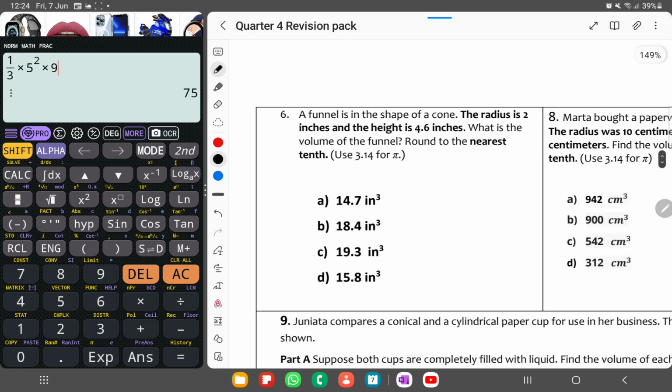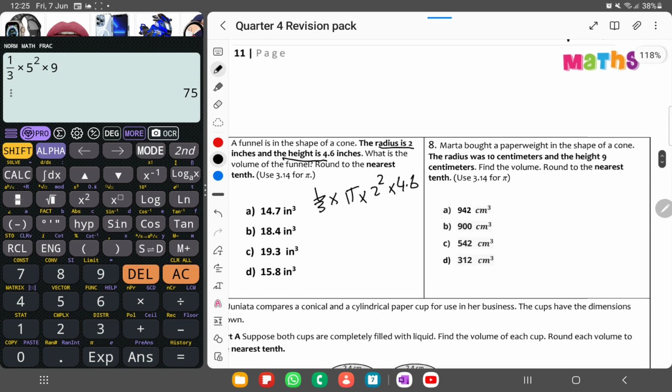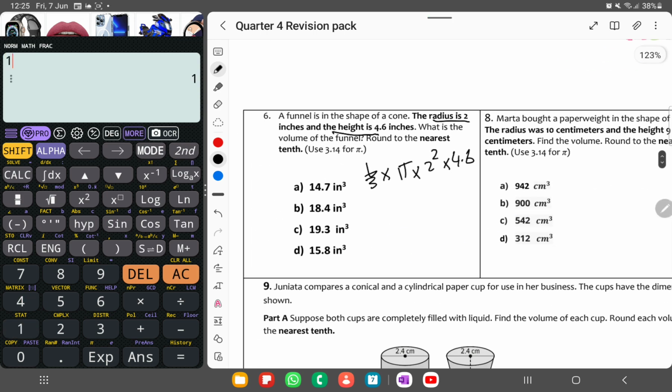A funnel is in the shape of the cone. The radius is 2 and the height is 4.6. What is the volume? The same idea. 1 over 3 times pi r squared, which is 2 power 2, times the height, which is 4.6. This is to get the volume of the cone. Multiply 1 over 3 times pi, which is 3.14.